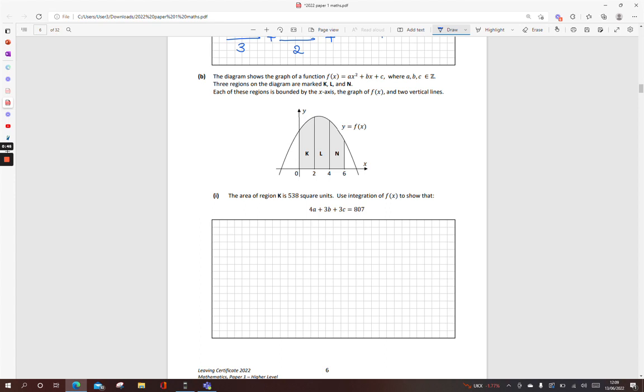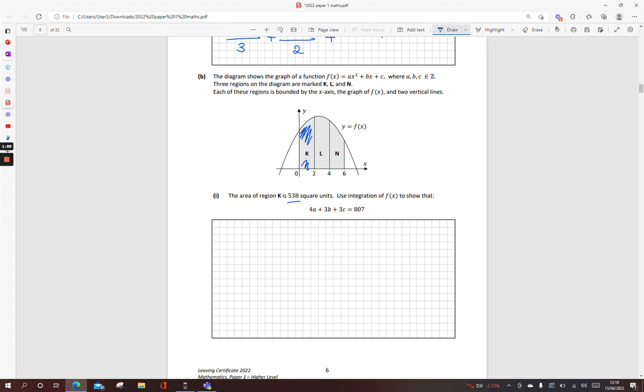Now a must be a negative value, since we have that distinctive N shape. 3 regions are marked K and L, L and N. Each of these regions is bounded by the x-axis and 2 vertical lines. The area of region K, now just K, is 538 square units. Use integration to show that.